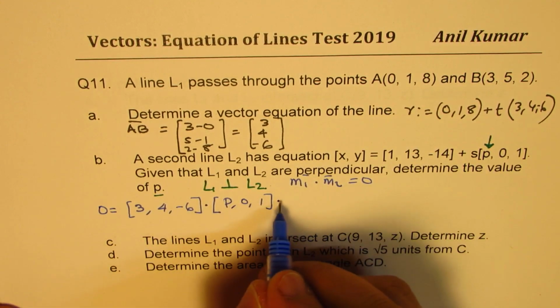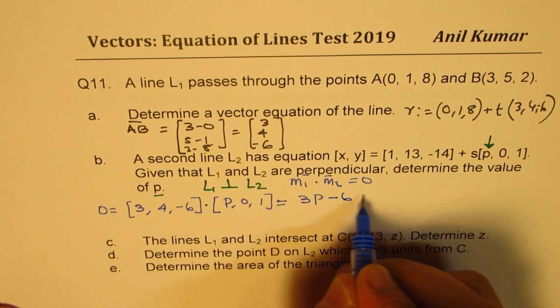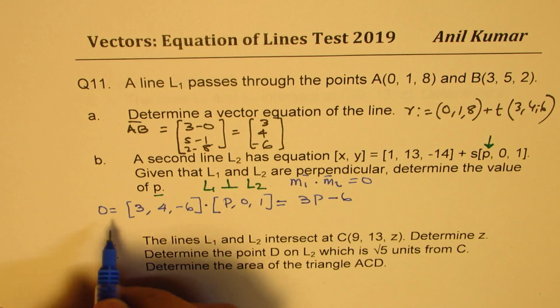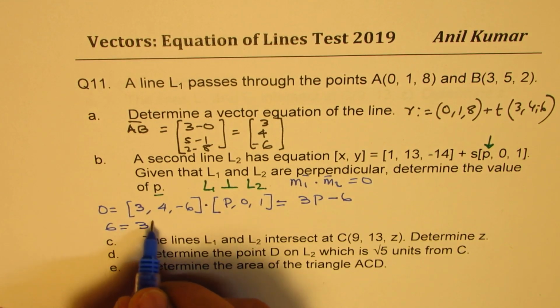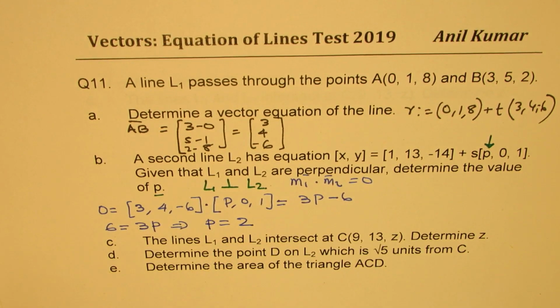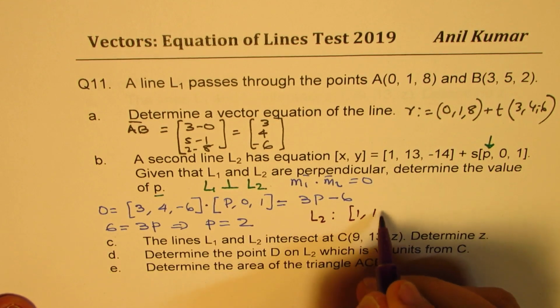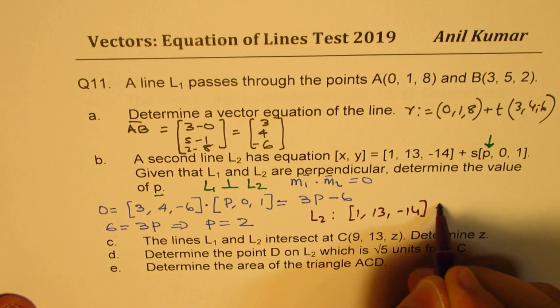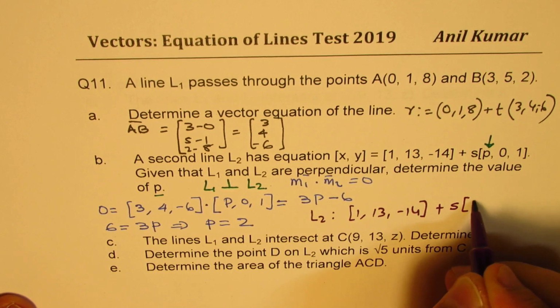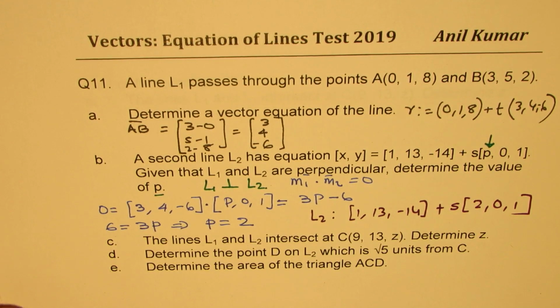Let's do the dot product. So we get 3p plus 0 minus 6 equals 0. Solving, we get 6 equals 3p, and that gives p equals 2. So we get the value of p as 2, correct? So the second line L2 we can write as 1, 13, minus 14, plus s times 2, 0, 1.